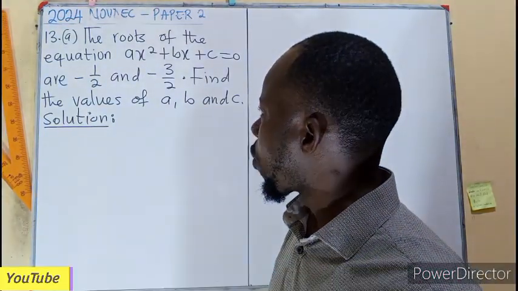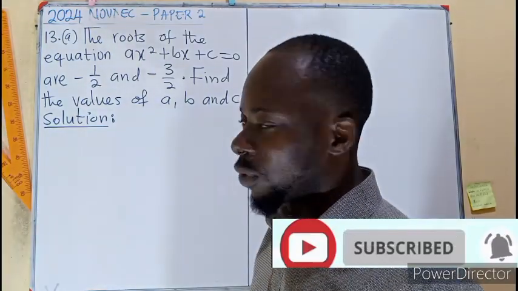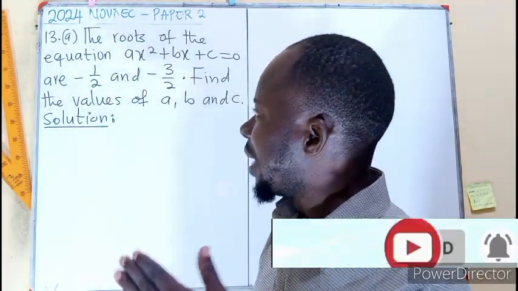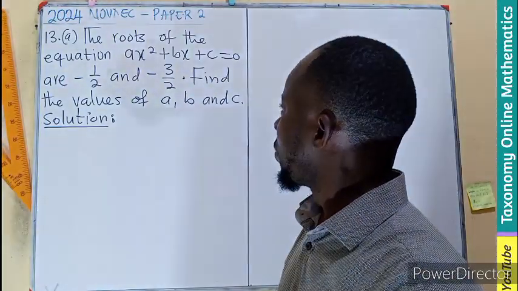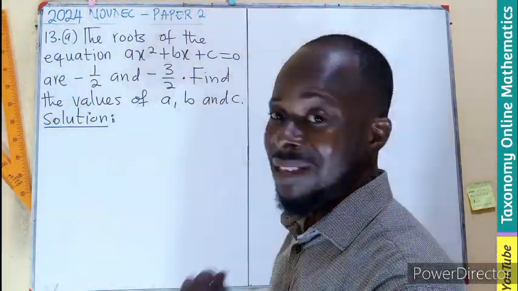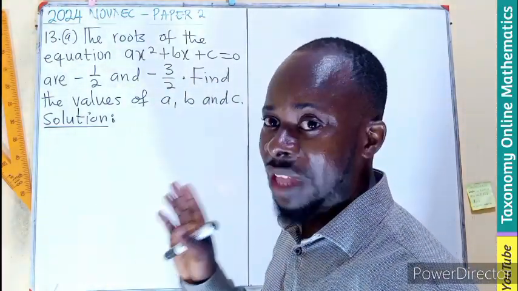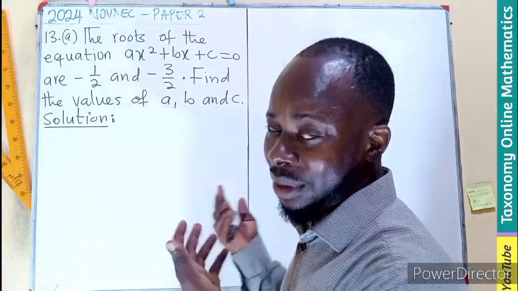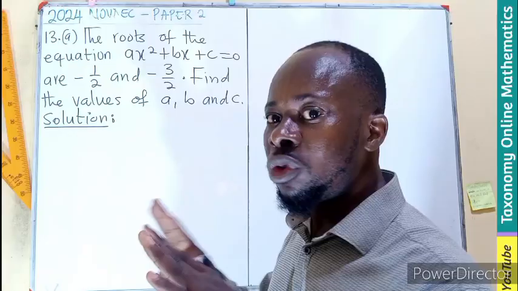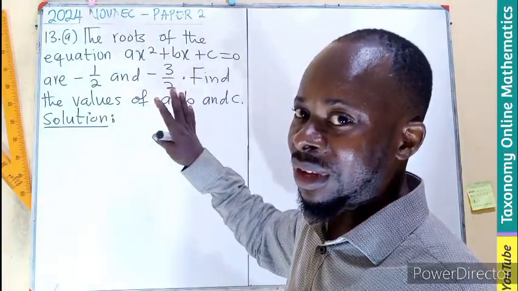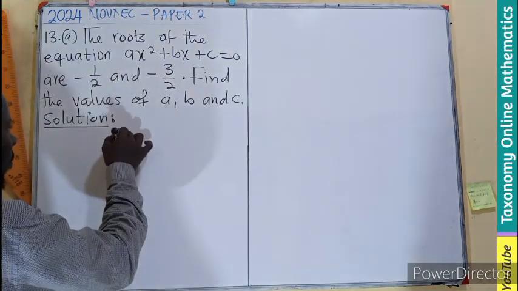Welcome back. Let's look at question 13a, WASSCE 2024 NOV-DEC edition. The roots of the quadratic equation ax squared plus bx plus c equals 0 are given as negative 1 over 2 and negative 3 over 2. We have to find the values of a, b, and c, which are the constants in that equation. Now, there are two steps or methods that we can outline. In my previous episode on quadratic equations, I laid out the two steps we can use when the roots are given, to get the quadratic equation. So let's begin with the first method.